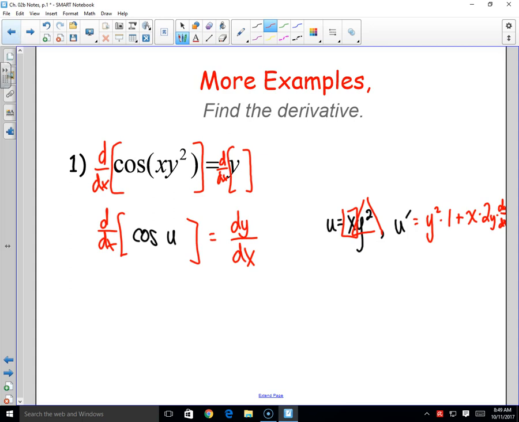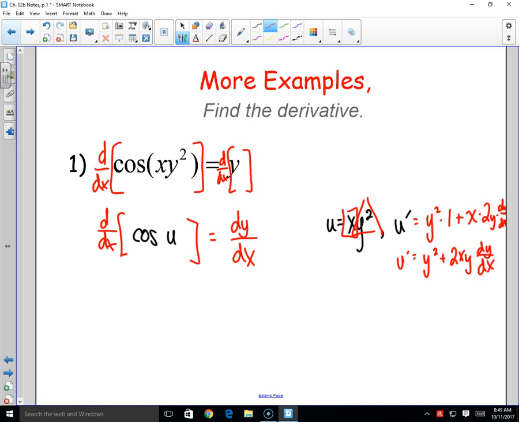2y dy dx. So now I'm not even in this crazy problem, I'm just doing the u prime over here separately, so I can make it nice and pretty before I plug it back in. So I have 2xy dy dx.